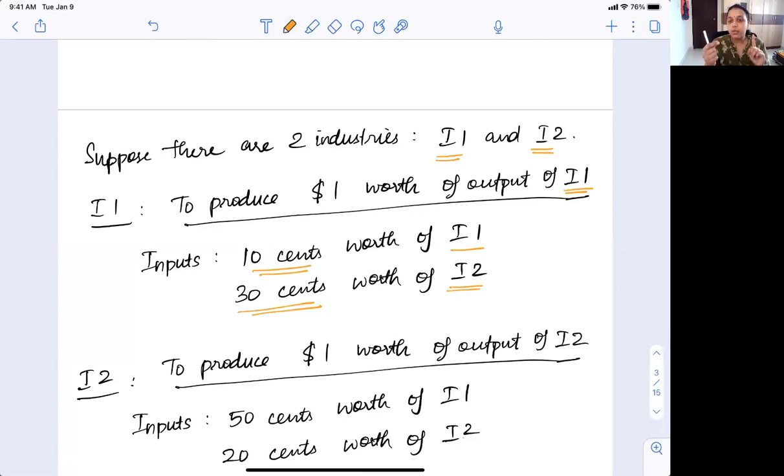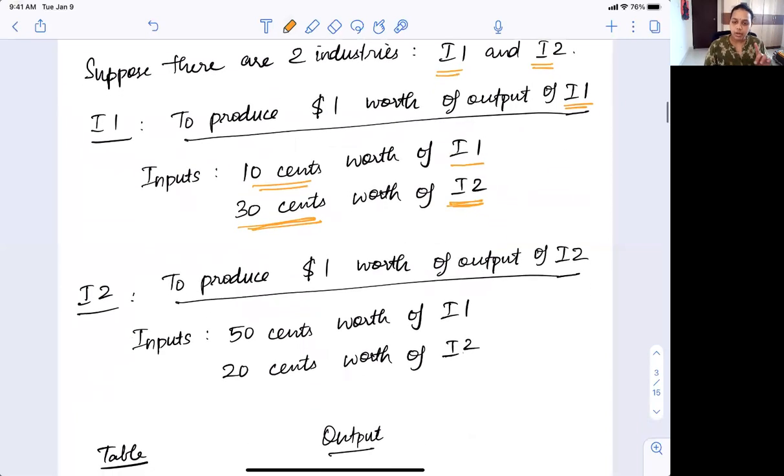Think about this as maybe the production of seeds. Not all food grains will become seeds. Only a fraction of food grains are now going to be recycled back as seeds. And then you're going to have other inputs which will be coming from other industries. So in this simple example, we're going to have 30 cents worth of input which comes from I2. And similarly, to produce $1 worth of output of I2, it's going to use 50 cents worth of input from the first industry and 20 cents worth of input from its own production. Now, this is a little cumbersome to talk about when you just put it in words.